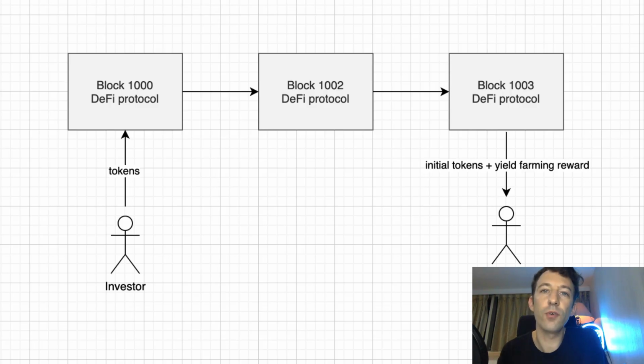So next, I want to do a brief reminder of what yield farming is. We always hear this word in many places, but we need to formally define it. So yield farming is a way to make money in DeFi. Let's say that you are an investor, you invest your tokens in a DeFi protocol at a certain point in time, and then you wait a couple of blocks, and after, you withdraw your tokens, so you will have your initial tokens back plus a yield farming reward.